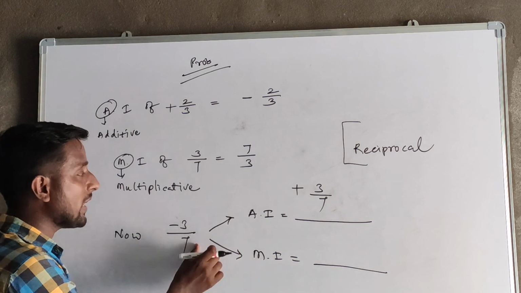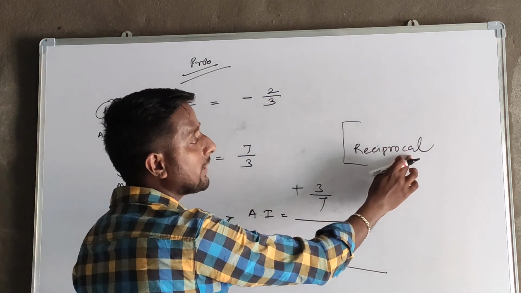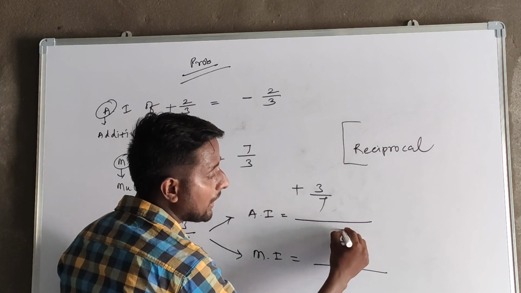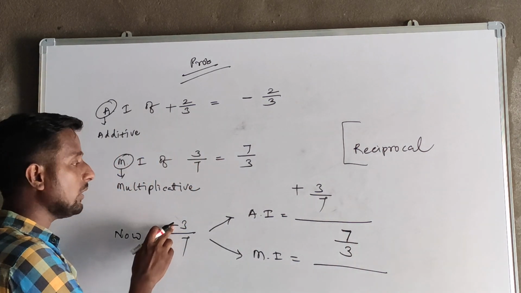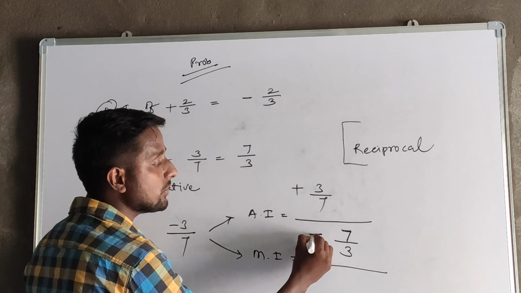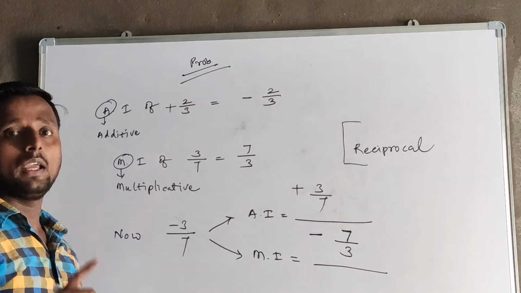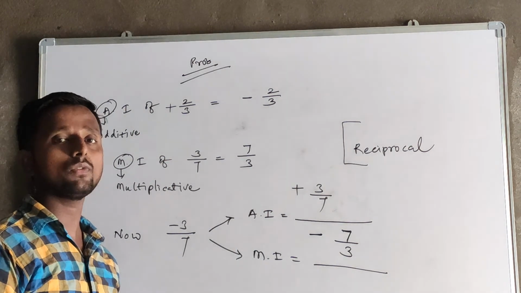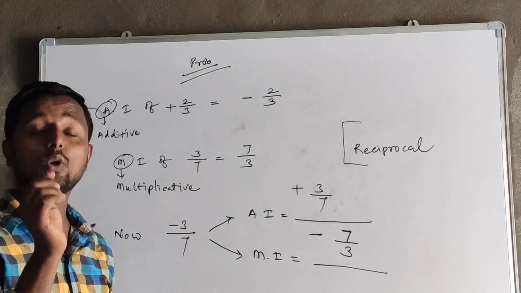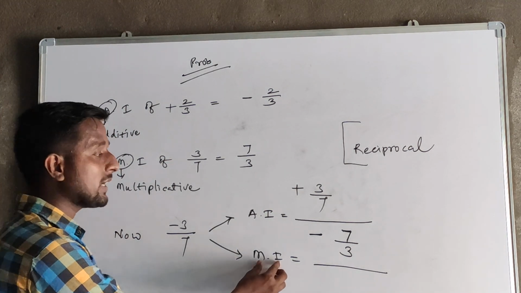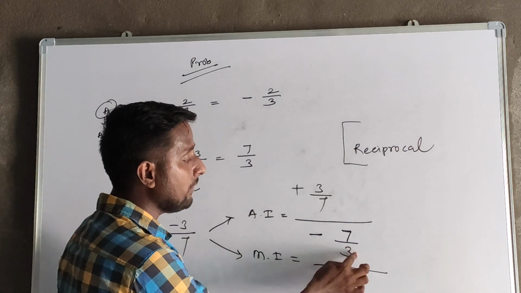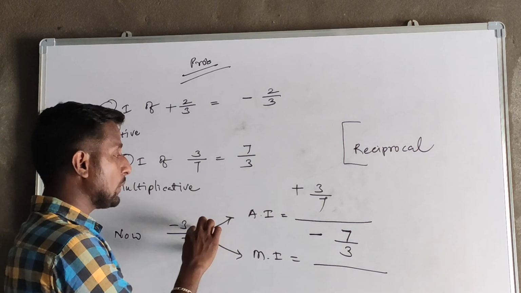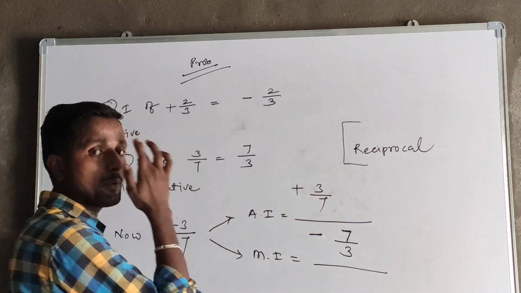Next, the multiplicative inverse of minus 3 by 7. What I said, reciprocal. The reciprocal is 7 by 3. But the number is negative, so we use minus as it is. In the additive inverse only we change the sign. In the multiplicative inverse we use the same sign with a reciprocal fraction. In the additive inverse we use the same fraction but with the opposite sign.